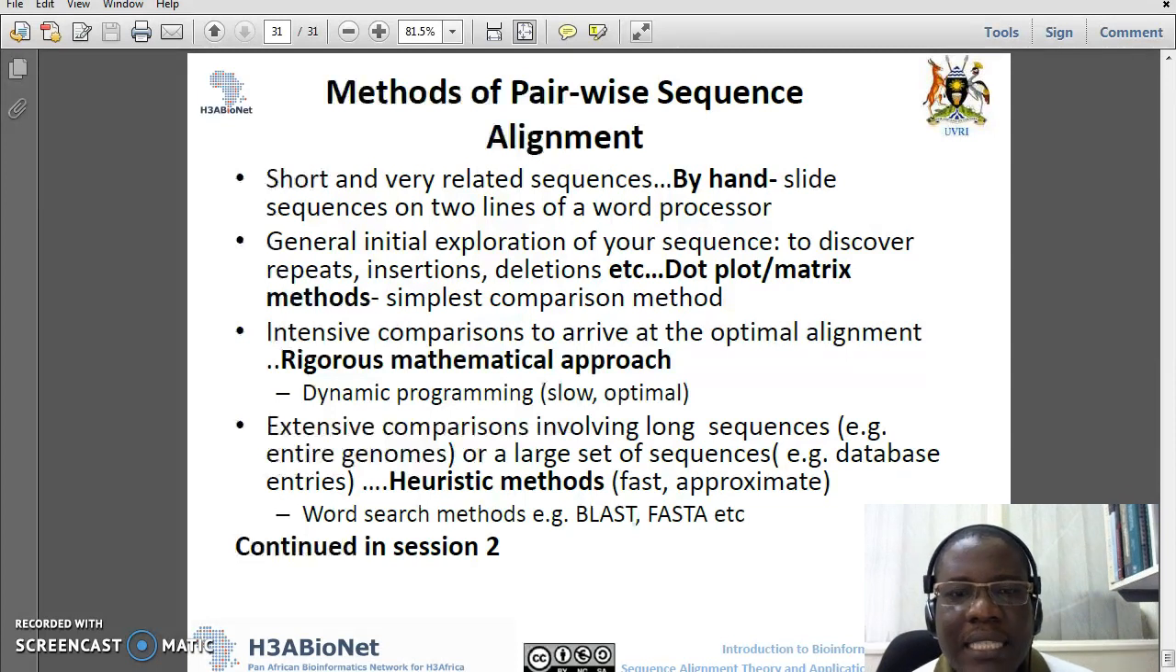If you're doing extensive comparisons involving long sequences and you want to look at entire genomes, for example, or a large set of sequences, such as found in database entries, then you need heuristic methods. They're fast and approximate, but they're not very accurate. More on this will be continued in session 2 and session 3.